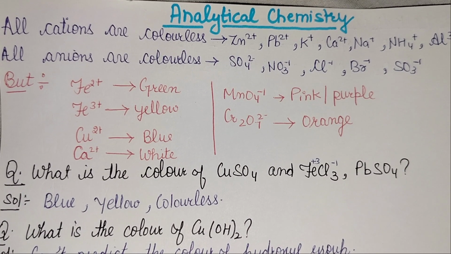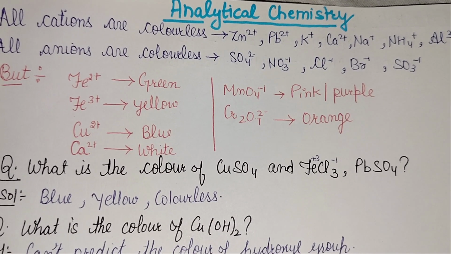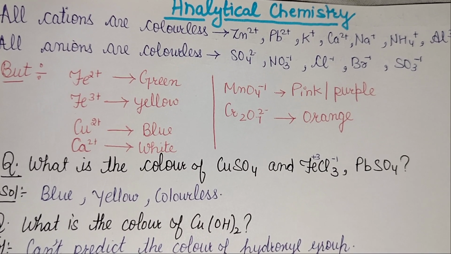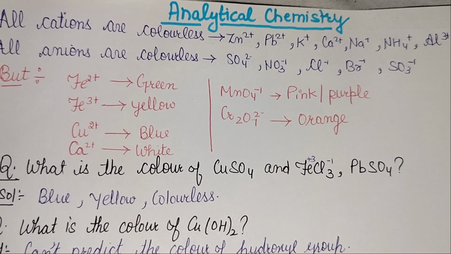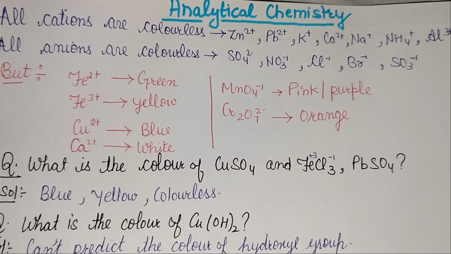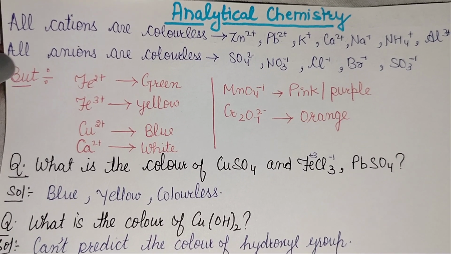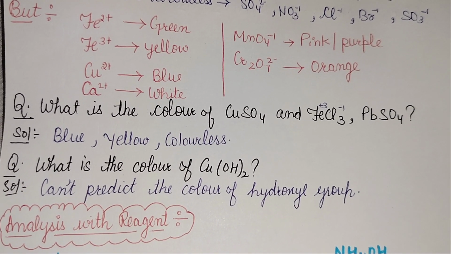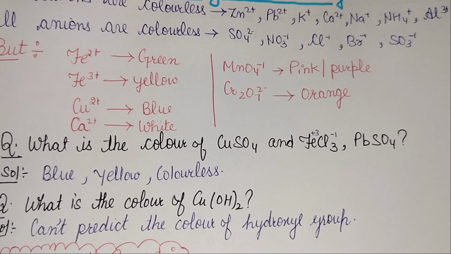And there is one more question. What is the color of copper sulfate? So we know the color of copper is blue and sulfate is colorless. So the color of copper sulfate is blue. And what is the color of FeCl3? Whenever iron is in the 3+ state, it is yellow in color. And what is the color of lead sulfate? Pb is colorless, and the anion sulfate is also colorless. So we can mention these colors very easily. But if you are asked what is the color of copper hydroxide, we can't predict the color because of this hydroxyl group.